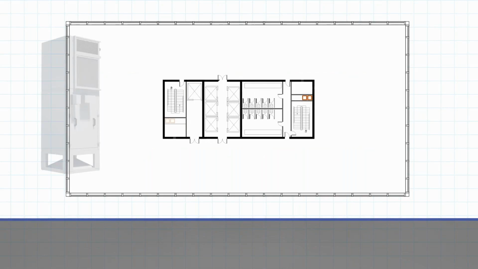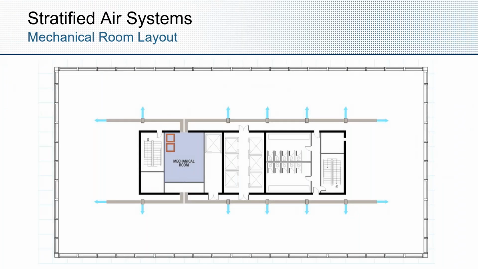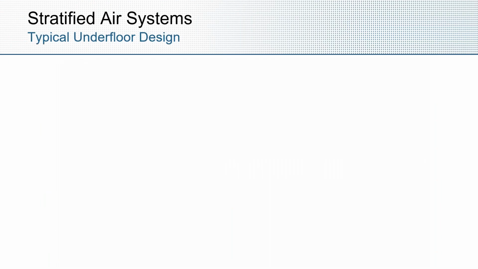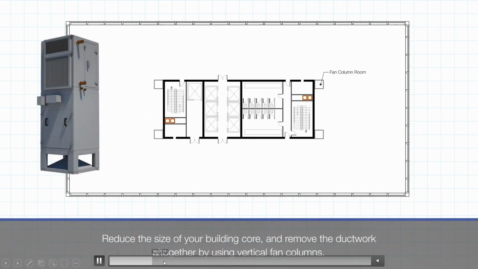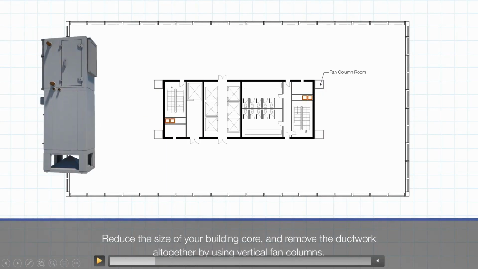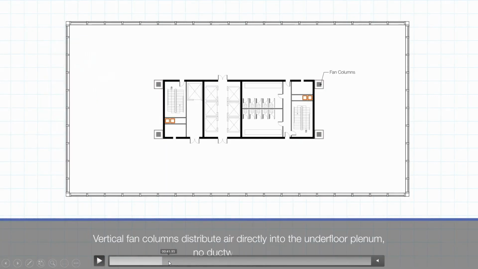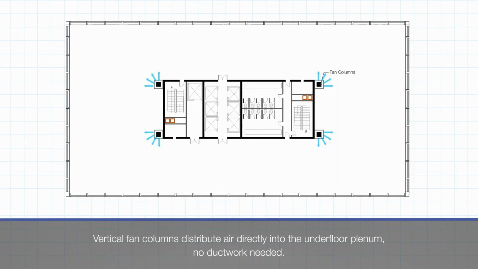So the other approach is to go to a vertical fan column. So just jumping ahead, the vertical fan column approach right here is where essentially we're going to put the fan columns within their own closet. And these closets are really small, typically 6 foot by 6 foot or 8 foot by 8 foot.